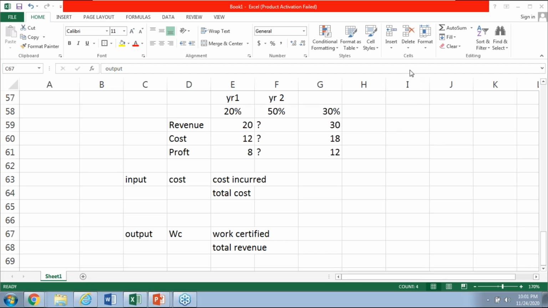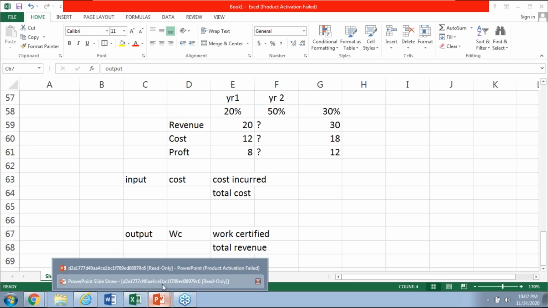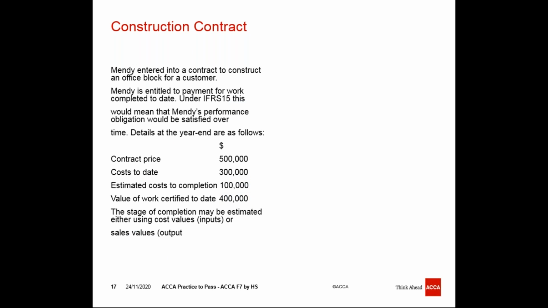Okay, so here I'm giving you the question. All of you are required to solve it and give your answers. You have to calculate the revenue, cost, and the profit that we have to book in the first year. First based on the input method, and then second on the output method.